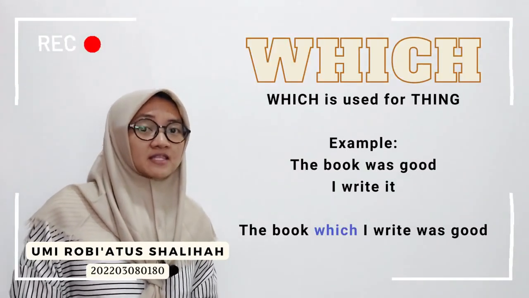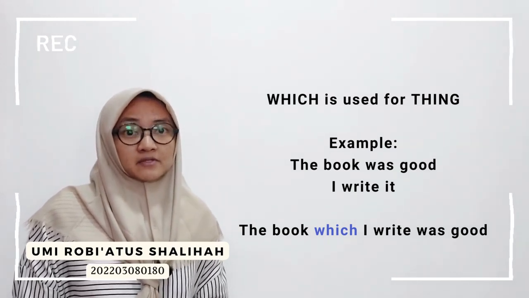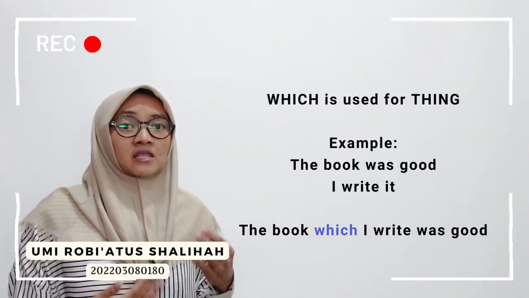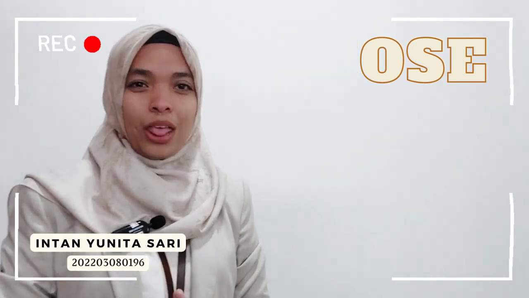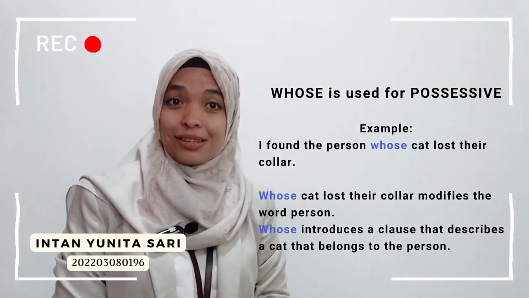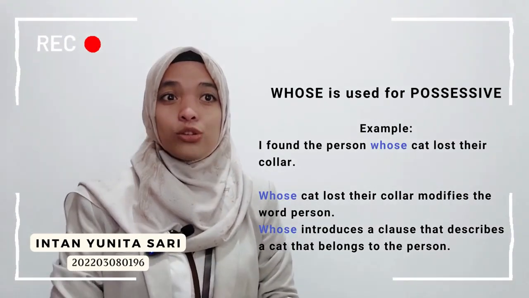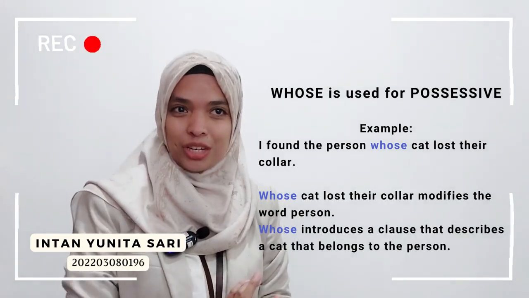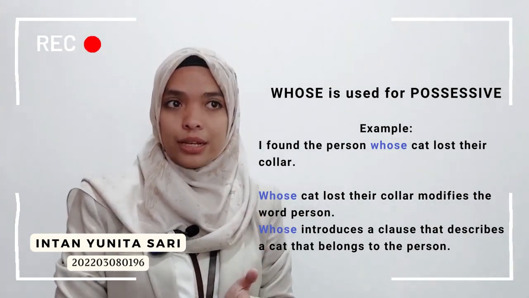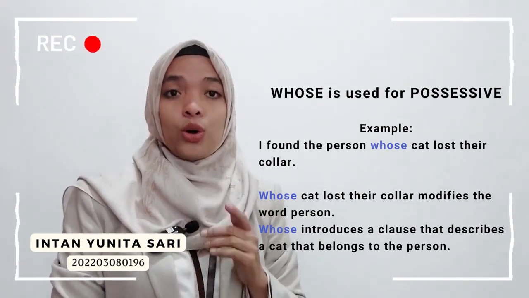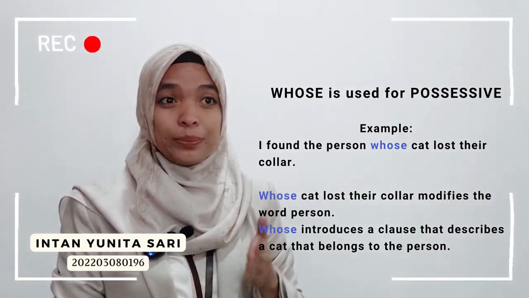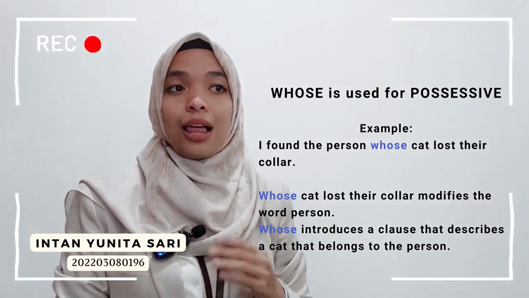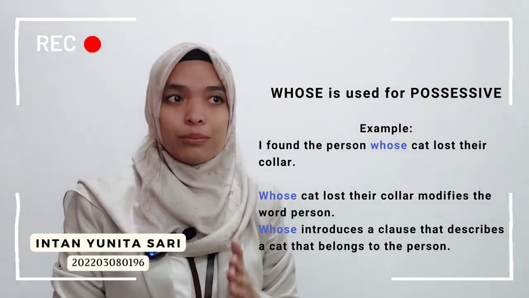Another relative pronoun is which, which is used to modify things. For example, the book was good. I read it. They become: the book which I read was good. The next relative pronoun is whose. The word whose is both a possessive pronoun and a relative pronoun. We use whose to introduce a relative clause describing someone or something's possession. For example, I found the person whose cat lost their collar. Whose cat lost their collar modifies the word person. Whose introduces a clause that describes a cat that belongs to the person.